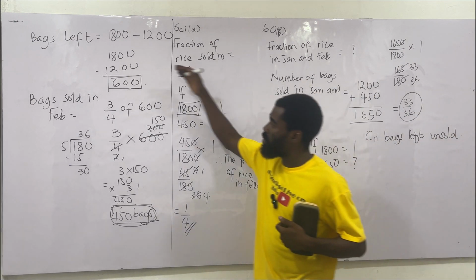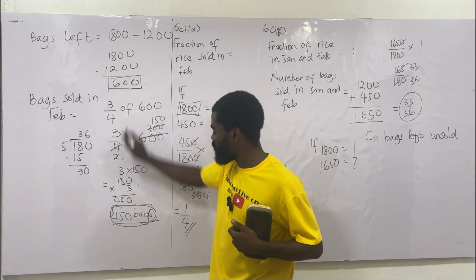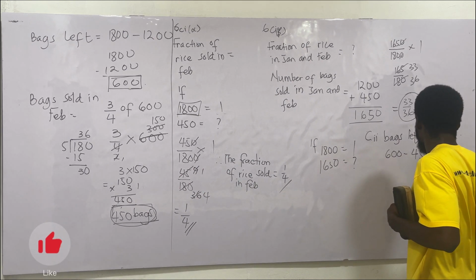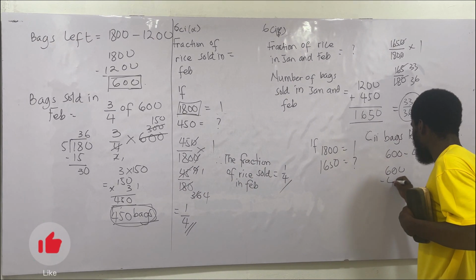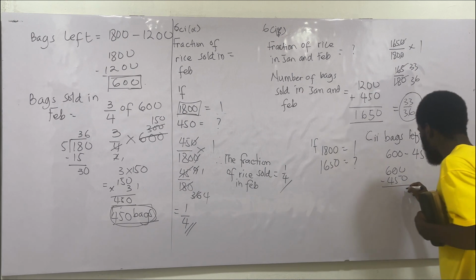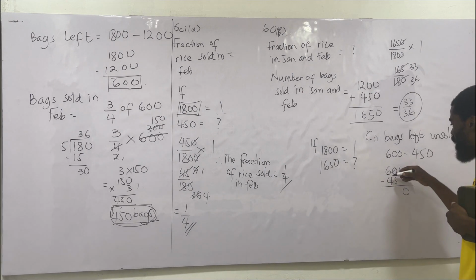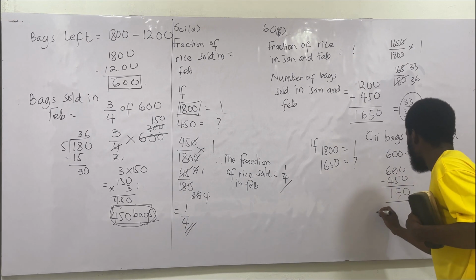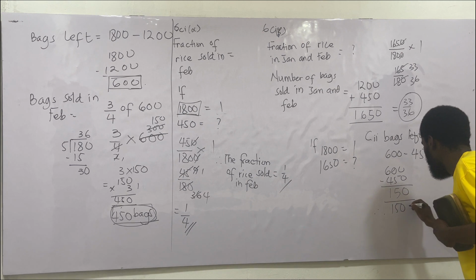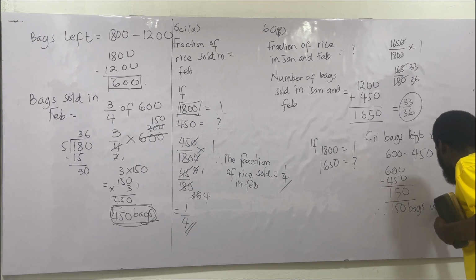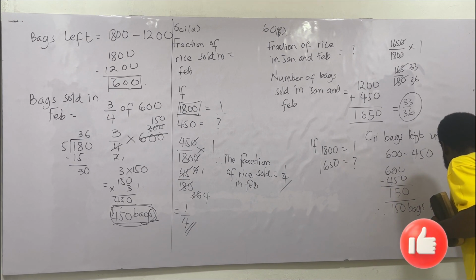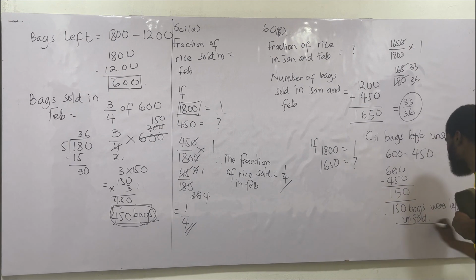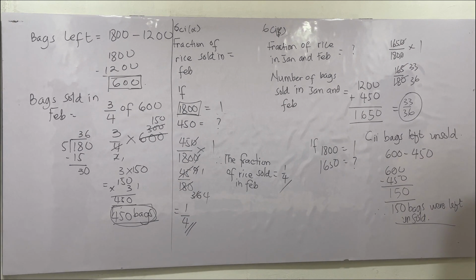Bags left unsold equals, after selling the 1,200, we were left with 600. Then we sold 450 out of this. So that will be 600 minus 450. This gives me 0. I borrow 1. I have 10. So that will give me 5, then 1. So therefore, the bags left were 150 bags unsold.